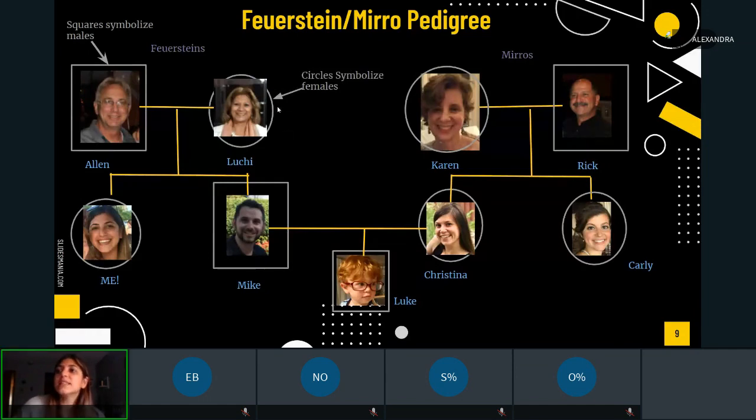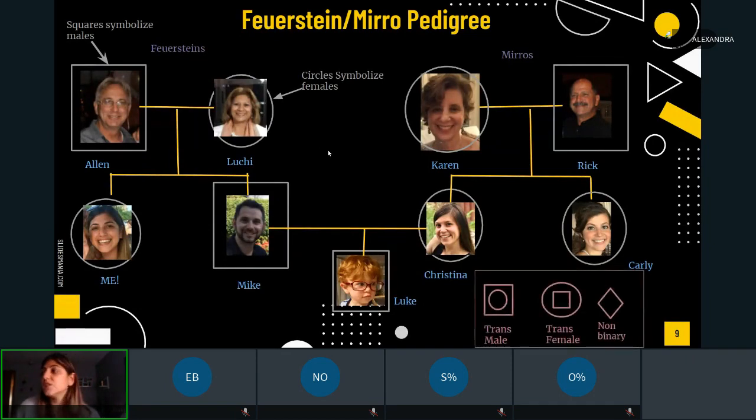And so that's one of the things that we use to determine if a gene or a disease is what we call sex linked. And that's something that you're going to get into. But that is one way that we use these squares and these circles to differentiate between the two sexes. And with time, we also have new symbols to be inclusive and represent everyone.